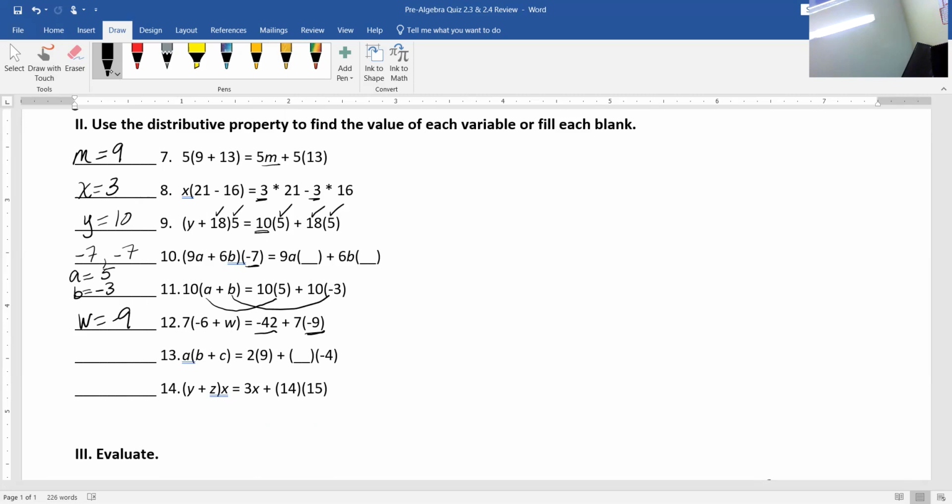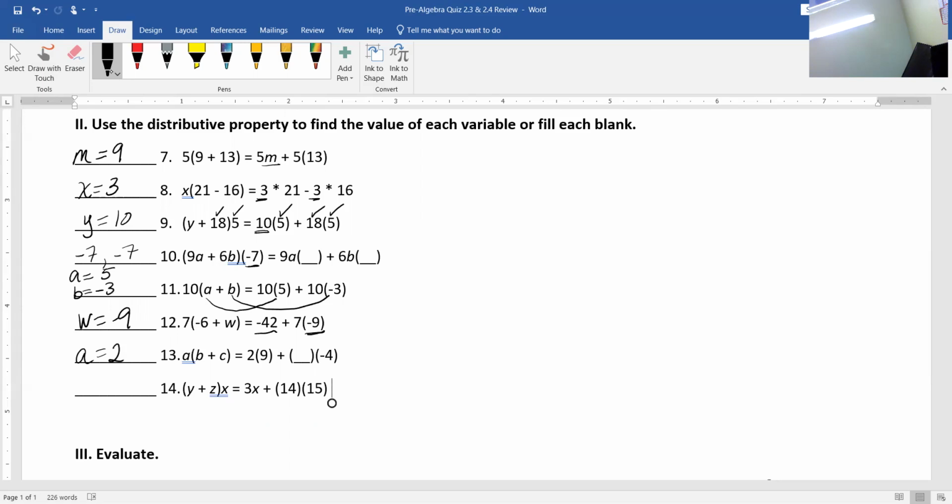Okay, and number 13 says that a times b plus c equals 2 times 9 and what times negative 4. Now in this case, you're filling in the blank. So you can see that your blank is 2. You could also put that a equals 2. And in this case, I would also go ahead and put in the value for all of them because you know what the value for b is.